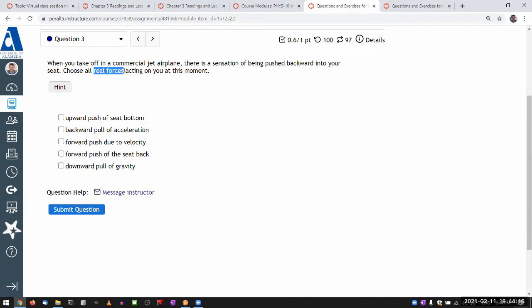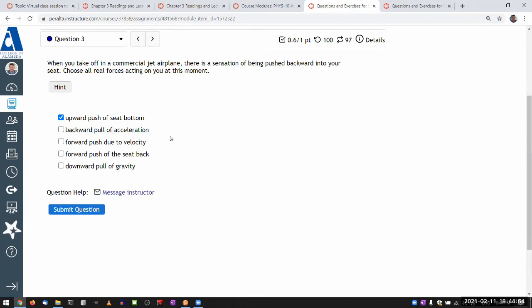So there are some real forces that are kind of familiar in most settings. There's an upward push of the seat bottom. You are sitting there, you're not sinking down, so something is supporting you, and this is what's supporting you. And I think a lot of people may have the temptation to check this because you feel like something is pulling you back. What I want to make sure that you don't check is that. This is not the sensation that you are being pulled backward, that everyone feels.